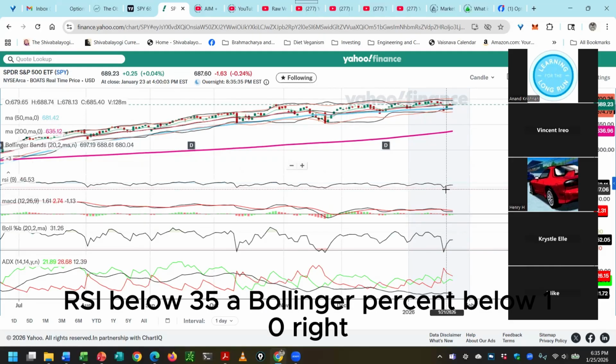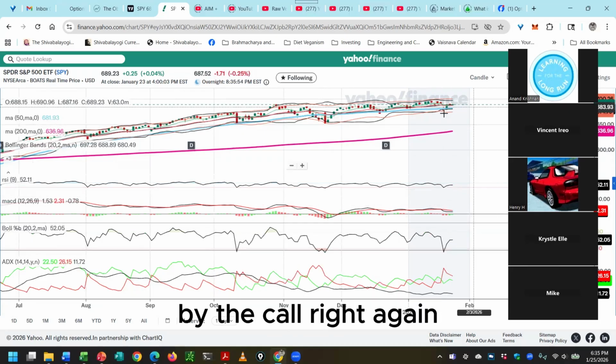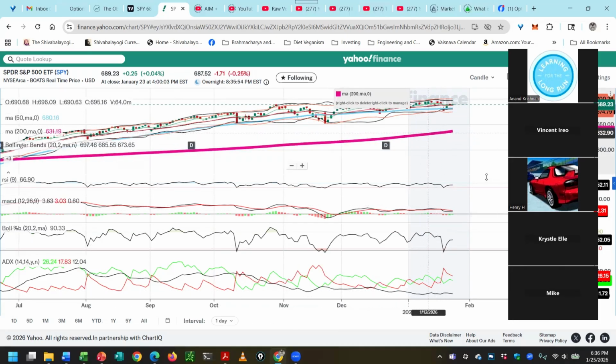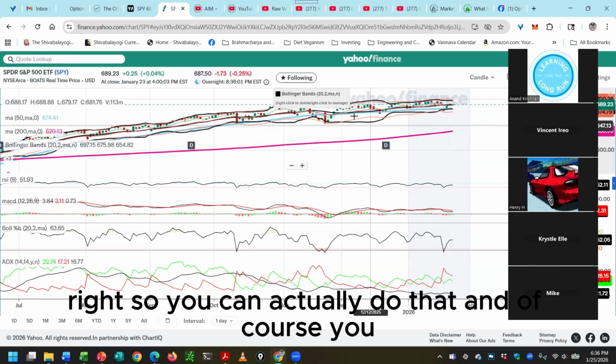So again, RSI below 35, Bollinger percent below 10, for the call, right? Again, as long as the ADX stays below 20. So you can actually do that.